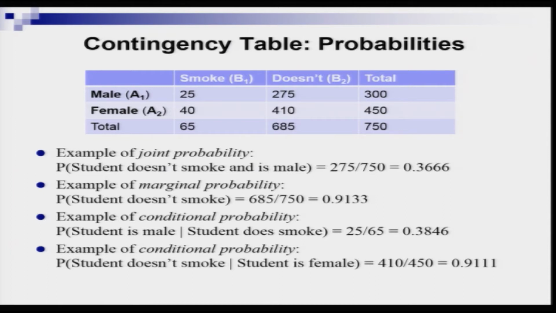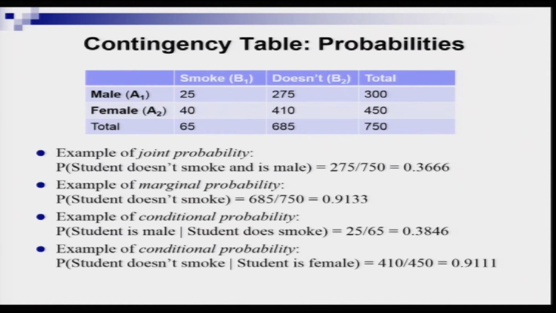Now, in the last 2 examples, I will show you how to compute conditional probabilities. Let us first look at the probability that a student is male given the student does not smoke. Here we are going to talk about the joint occurrence. When we say that the student is male and the student does not smoke, we have to first figure out the joint probability or joint occurrence of 2 events A1 and B1, and we have to figure out the frequency for that.